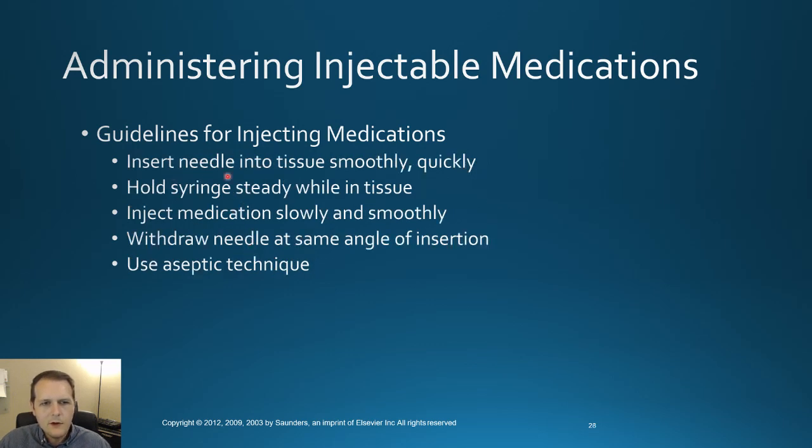You'll then insert the needle into the tissue smoothly and quickly. Again, you don't want to hesitate on there because then the patient might freak out when you do that. And then hold the syringe steady while in the tissue. Inject the medication slowly and smoothly, depending on how long it needs to go over, sometimes a few minutes, sometimes a few seconds. And then go ahead and withdraw the needle at the same angle of insertion. And make sure to use that aseptic technique to keep everything sterile. So you've swabbed off the patient beforehand with alcohol, inject it, and then pull it out.